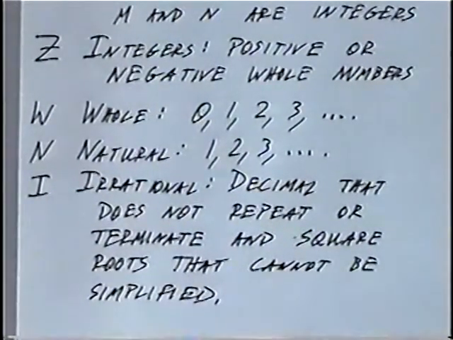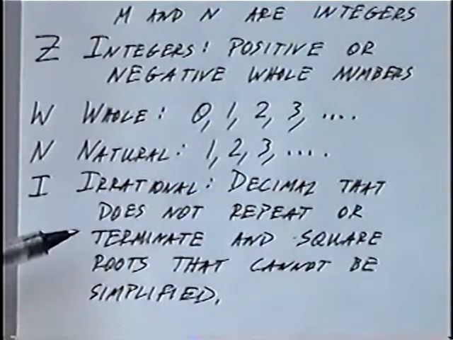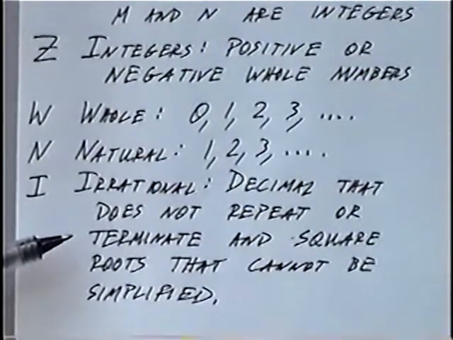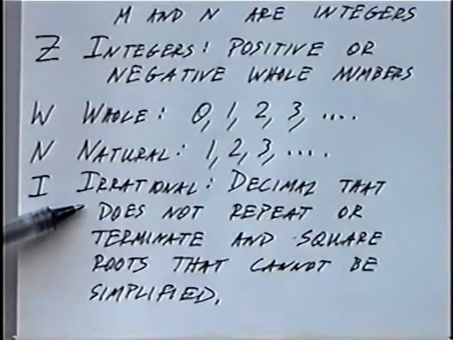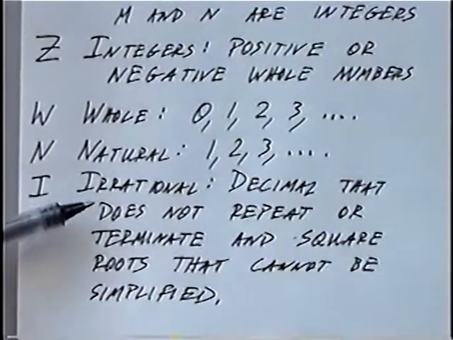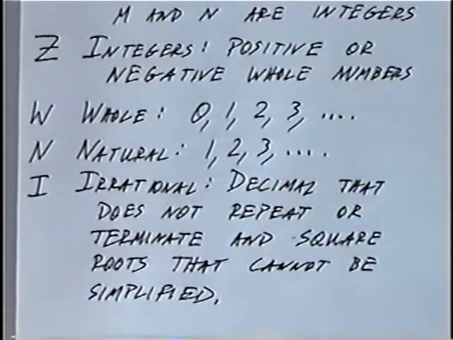And last one, I, for irrational. Irrational is a decimal that does not repeat or terminate. If it repeats or terminates, it's rational. You can write it as a fraction, but if it does not repeat or does not terminate or end, it's irrational. And it's also a square root that cannot be simplified.